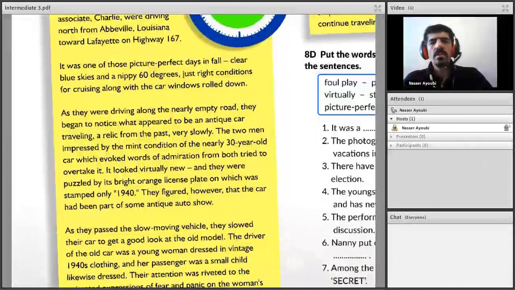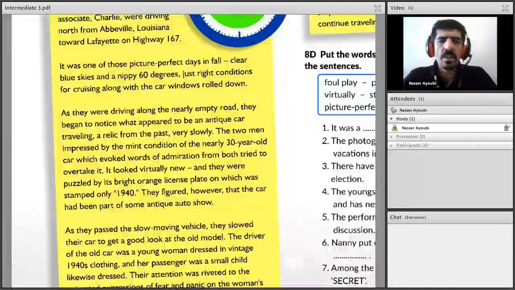It was one of those picture-perfect days in fall. What's picture-perfect? It says clear blue skies and a nippy 60 degrees, just right conditions for cruising along with the car windows rolled down. So cruising means traveling slowly and enjoying the way. It was a very perfect day for cruising.